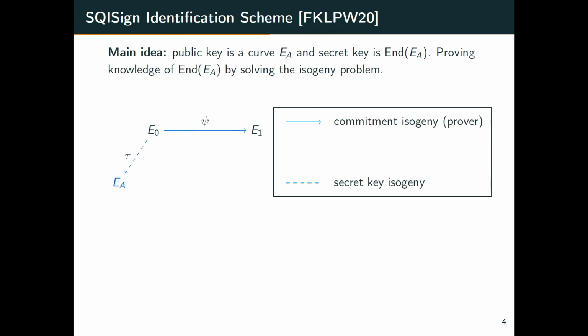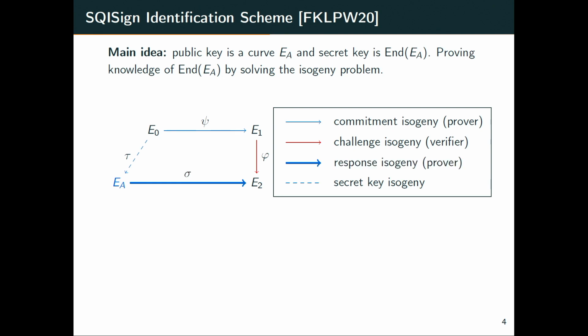Then the first part of my protocol is a commitment phase performed by the prover, and with that you get a curve E1 that is sent to the verifier. Then the verifier chooses an isogeny, phi, and this leads to a curve E2, and then probably you can see it coming. The goal of the prover is to solve an isogeny instance between EA and E2, so compute this sigma isogeny.